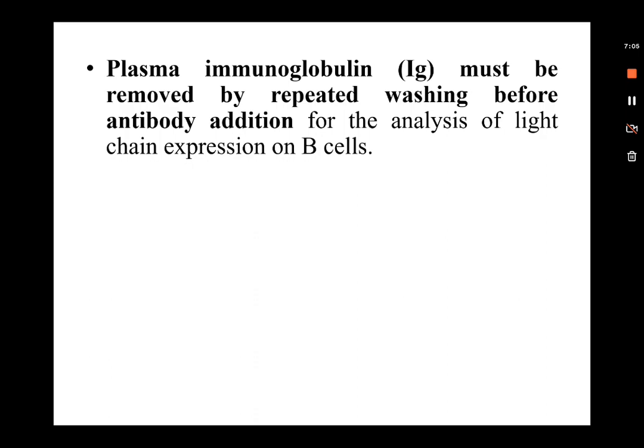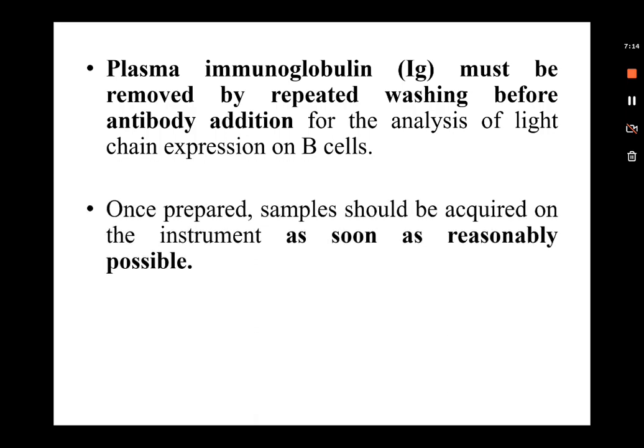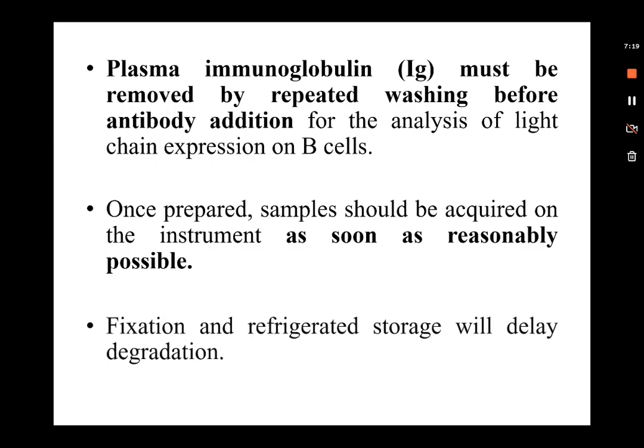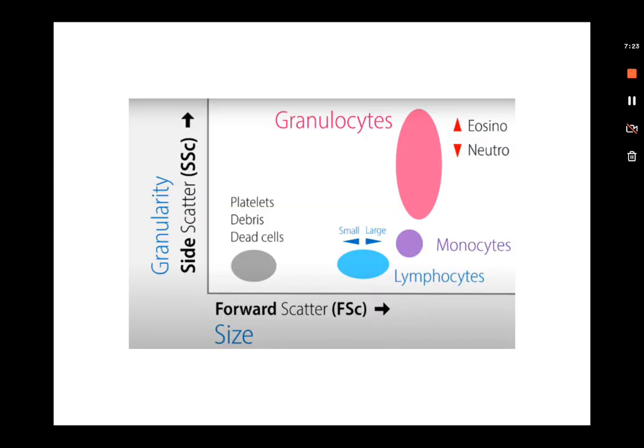Extra washing steps have to be added if you have to remove the plasma immunoglobulin. If you are going to analyze light chain expression of the B cells, you have to remove the antibodies which are already present in the blood. So you add extra washing steps for that. And once prepared, you have to put the sample on the machine as soon as possible. But again, fixation and refrigeration will delay the degradation if you need some time.